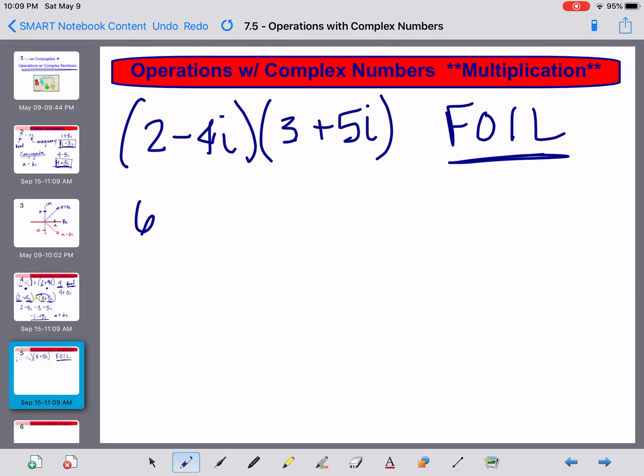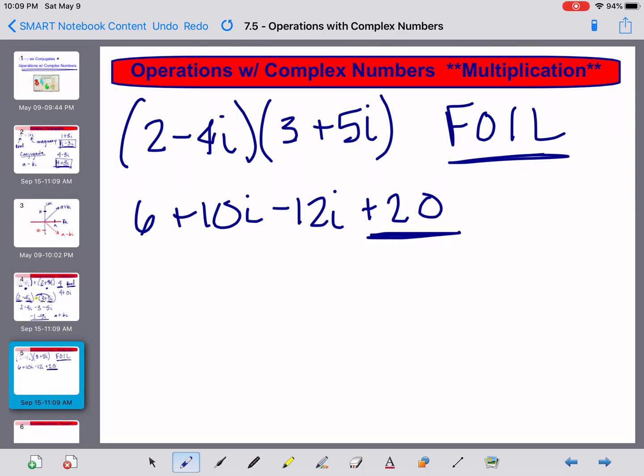2 times 3 gives me 6. 2 times 5i gives me 10i. -4i times 3, -12i. And then finally the last one, -4i and 5i gives me -20i squared. And remember, the i squared is a -1. So that's really, instead of a -20, it would actually be +20. And here's the thing that kind of follows, is that when I have that, this always becomes a real value, because I'll always end up getting i squared. So just keep that in mind as you're going.